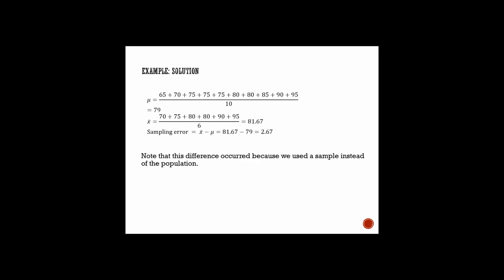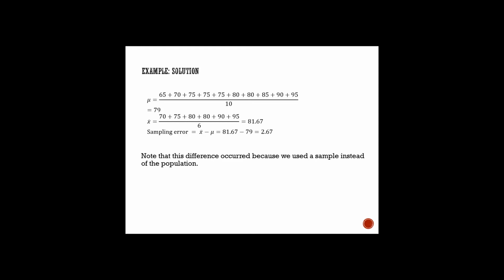So here's your solution. The population mean, notice the symbol that's being used, is adding all the 10 scores together and dividing by 10, comes out to be 79. But if we just take the 6 scores in the sample, we would take them and divide by 6, and we would come out with 81.67.